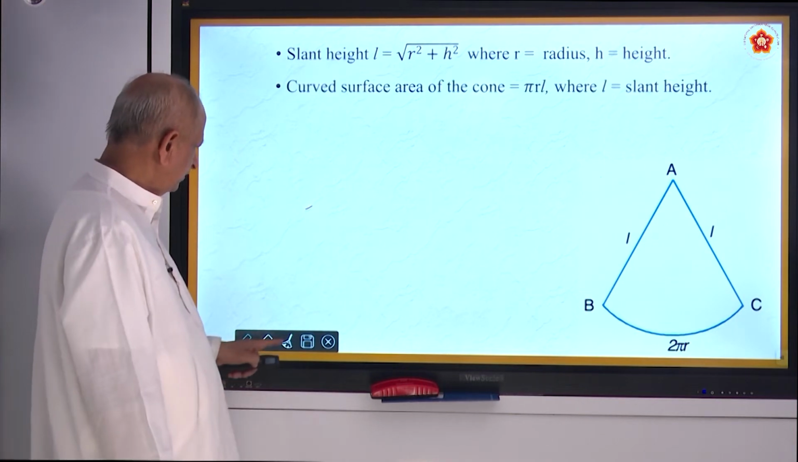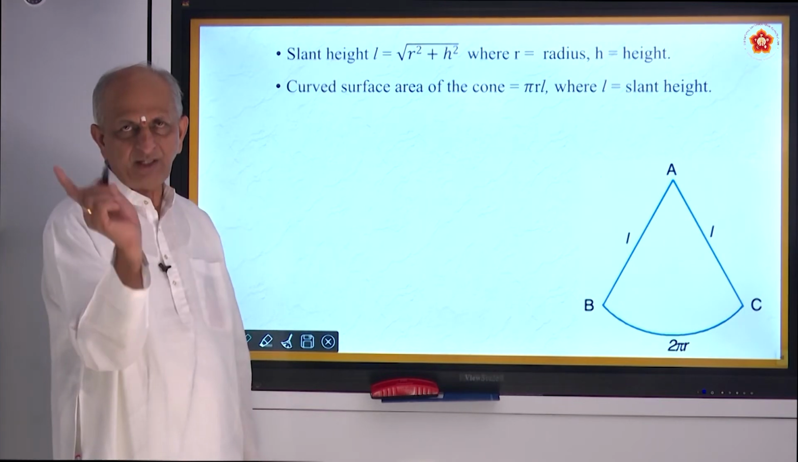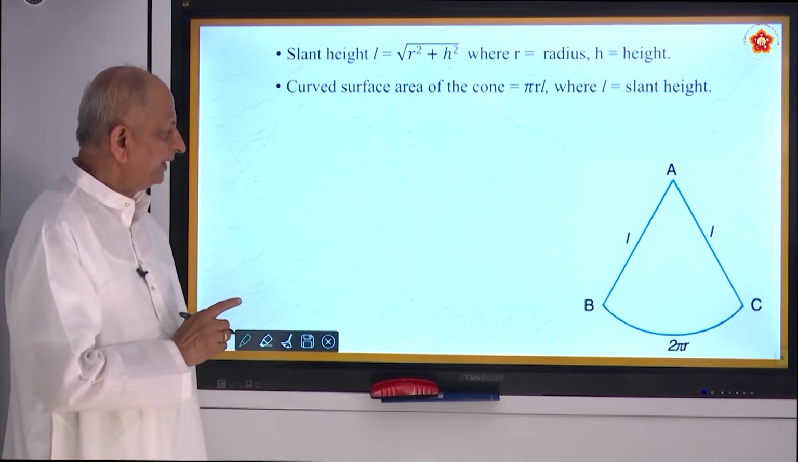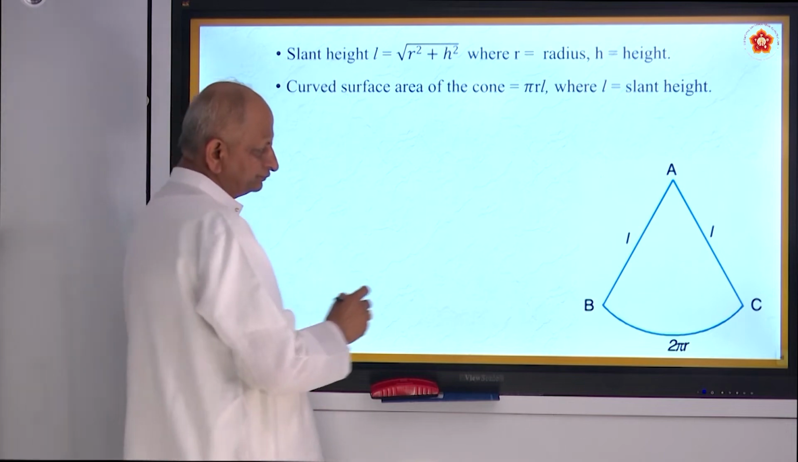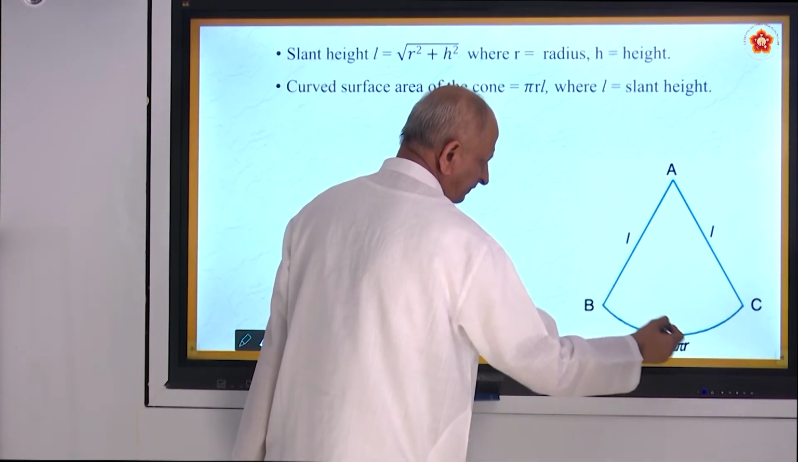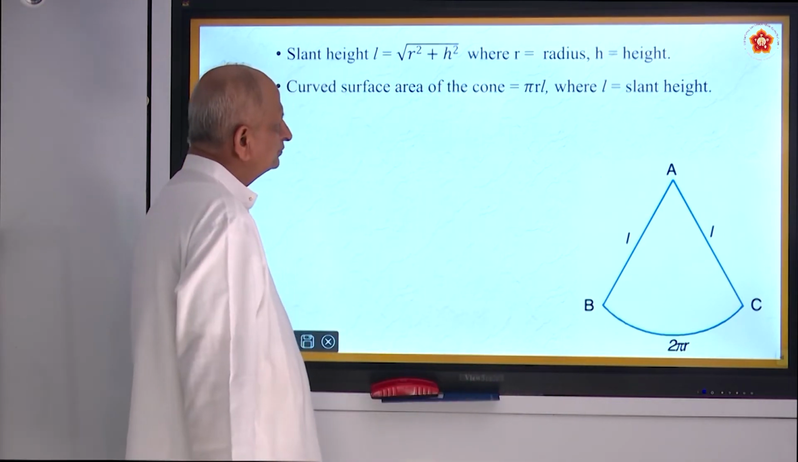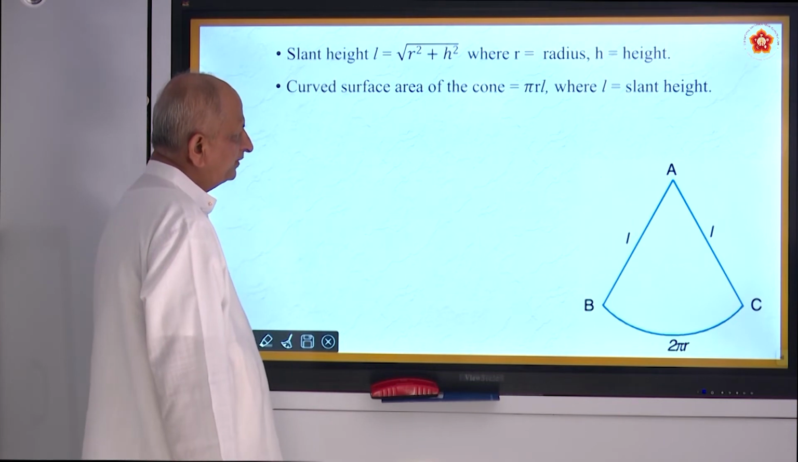And then curved surface area of the cone, which means the area around it, is pi r L. This is 2 pi r full. If you take half of that, it becomes pi r. So pi r into L. So that is the curved surface area.